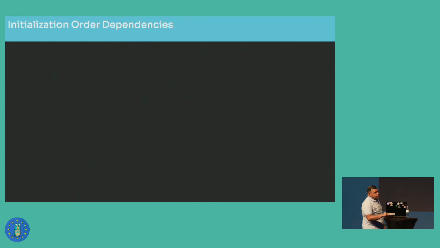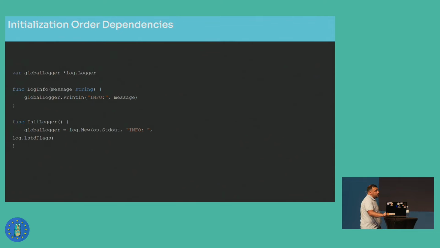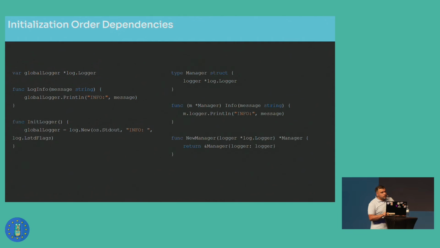Initialization of dependencies. When dealing with global state, those variables sometimes need to be initialized, and if we use them before initialization, we will end up with nil exceptions. So instead, use structs also. You can use a singleton for setting up a global logger, or pass it to where it is needed, to avoid nil exceptions when dealing with global state.